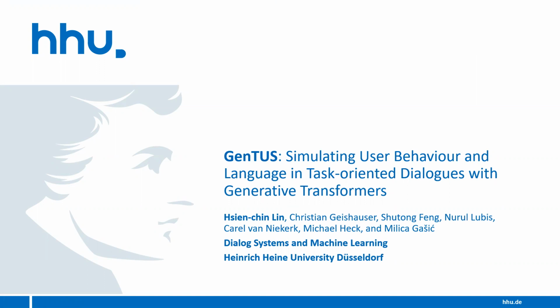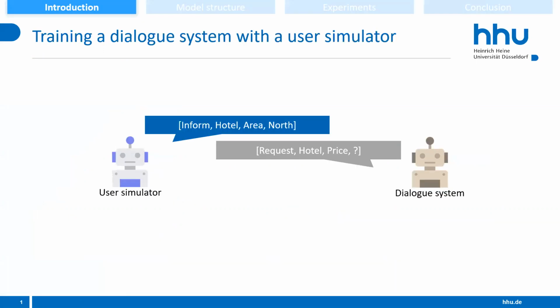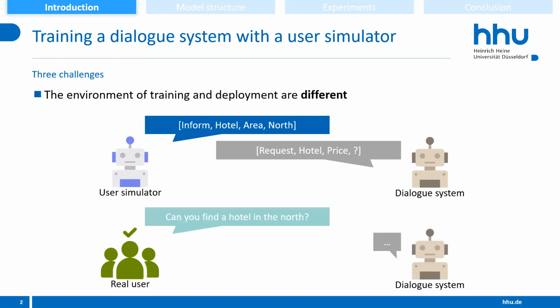Today I'm going to talk about GenTUS, simulating user behavior and language in task-oriented dialogues with generative transformers. When you want to train a task-oriented dialogue system, you may need a user simulator. By interacting with this user simulator and retrieving some reward signals, you can update your dialogue system by reinforcement learning. Commonly, we train them on the semantic level for efficiency. But you may find there are some problems in this setting.